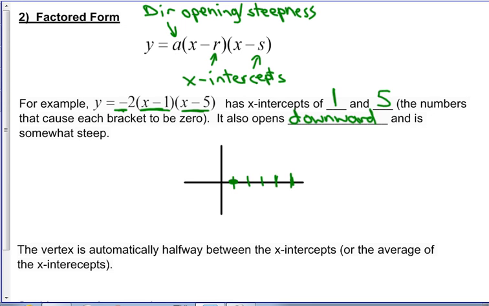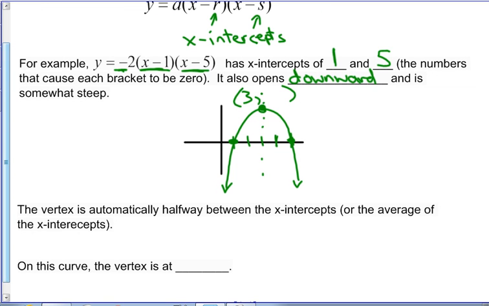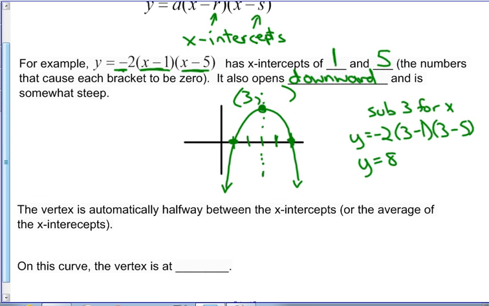It's got an x-intercept here and here, and it opens downward. Clearly, its vertex is going to be halfway between those two x-intercepts. We're at 3. Okay, and that's going to be our axis of symmetry too. If you wanted to find out the y-coordinate of the vertex, well, you'd just sub 3 for x. So you'd have y equals negative 2, 3 minus 1, 3 minus 5, and that's going to give us 8. So the vertex is at 3, 8.